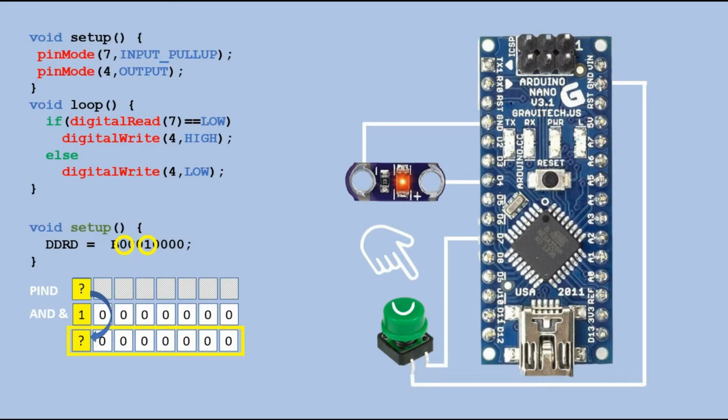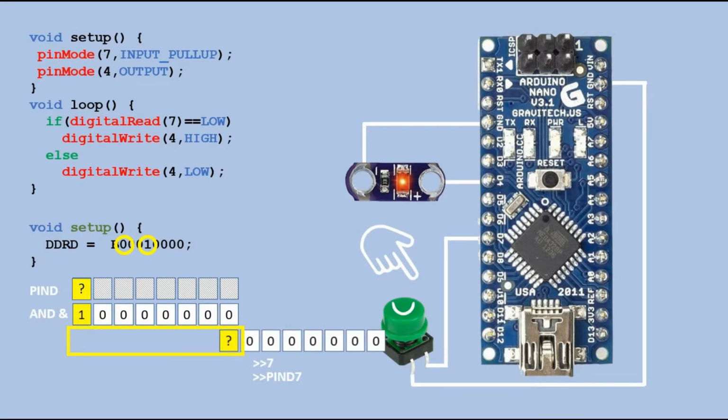Since in all other positions in the mask we have 0 value, that means with the AND operator 0 would be propagated in those positions. If the 7th bit of PIND is 1, the value 1 would be propagated. Otherwise, we will also have 0 in that position. So if you want to get rid of all the zeros, we shift the bits 7 positions to the right. We can use PIND >> 7, which is equal to 7.